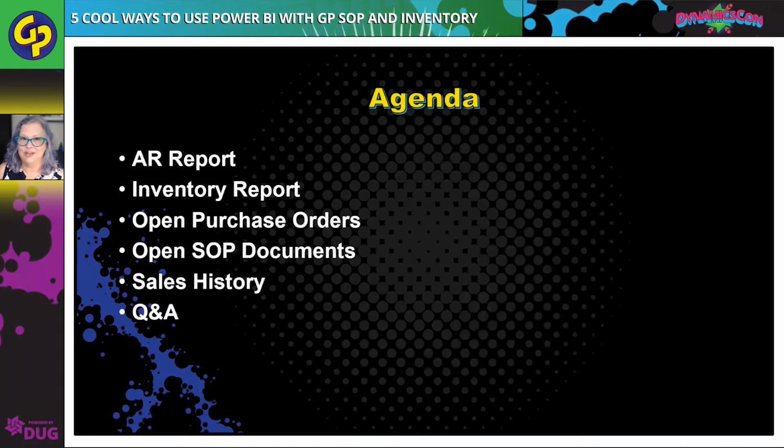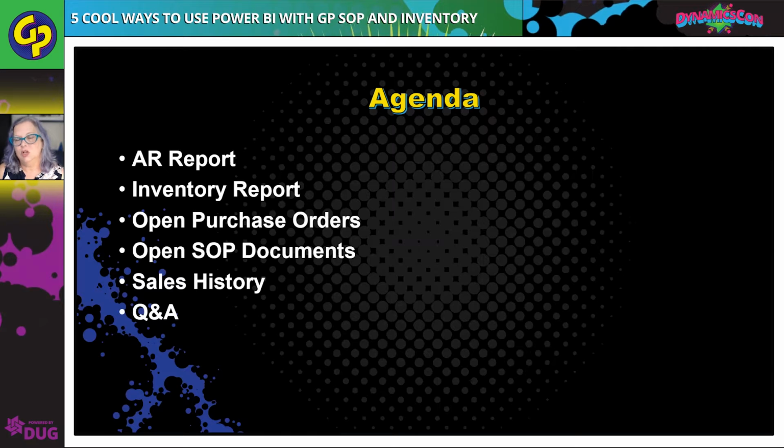All right, here's our agenda for today. We're going to look at an AR report, which technically is not part of SOP or inventory, but it's relevant to the sales process. We're going to look at some inventory reports. We're going to look at open purchase order reports, some open sales order documents, and then we're going to look at historical sales from the sales order documents.